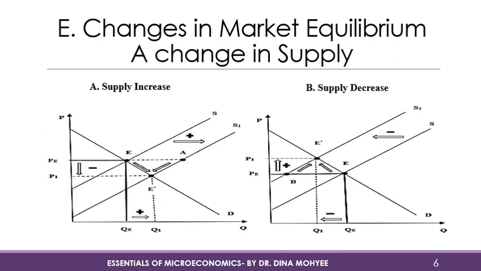A second cause for the equilibrium to change is when there is a change in supply. Again, what causes supply to change? The supply could change if any of the factors affecting it other than the price changes, such as the production costs. For example, if wages fall, the supply will increase and shift to the right.